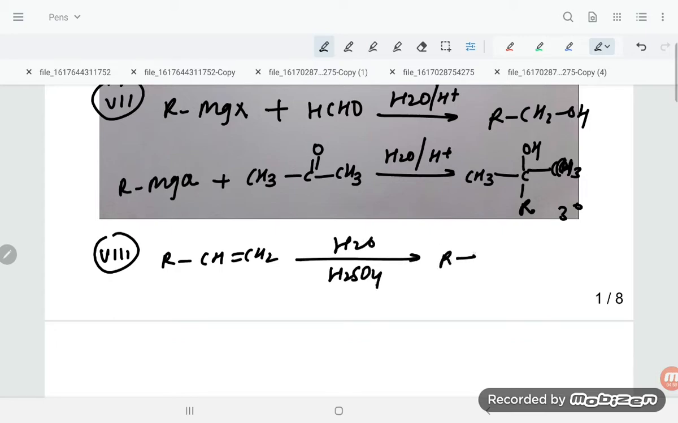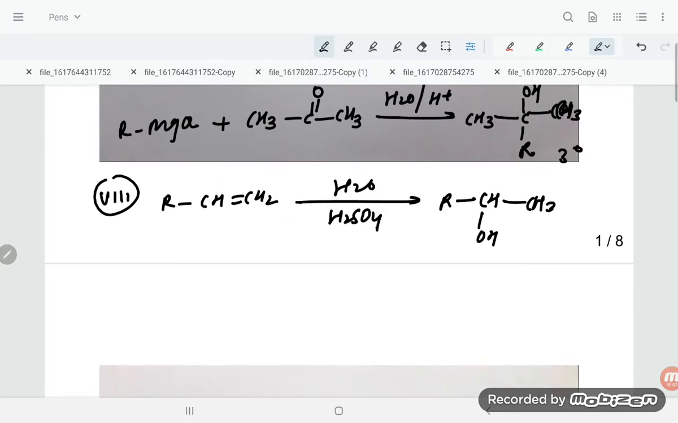So what will it give, students? It will give RCH(OH)CH3, with the OH here and CH3 here. So this is the 2 degree alcohol we are getting. Now the next method, students, the ninth one, is the hydroboration reaction.